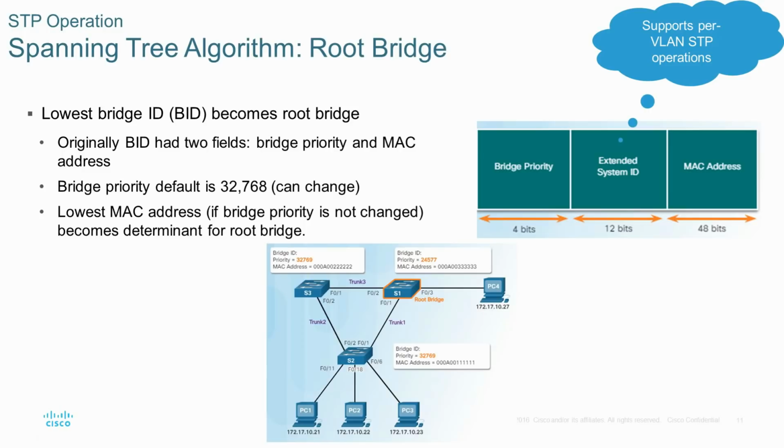root bridge. Now look at this example, this topology, this diagram. The priority value is 32769, and switch 1 priority value is 2457, and this priority value is 32769. So which switch has the lowest priority value? Yes, of course, this switch has the lowest priority value, 2457. This is 32769, this is again 32769. So it has the lowest priority value. Based on the priority value, this switch will be elected as a root bridge.